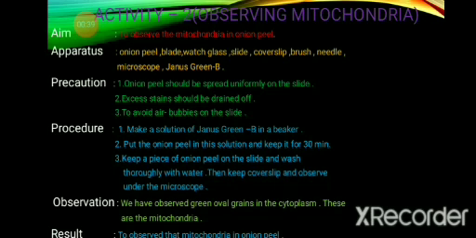Next, procedure. Make a solution of Janus green B in a beaker. Put the onion peel in this solution and keep it for 30 minutes. Keep a piece of onion peel on the slide and wash thoroughly with water. Then place a cover slip and observe under the microscope. Observation. We have observed green oval grains in the cytoplasm. These are the mitochondria. Result: to observe mitochondria in onion peel.